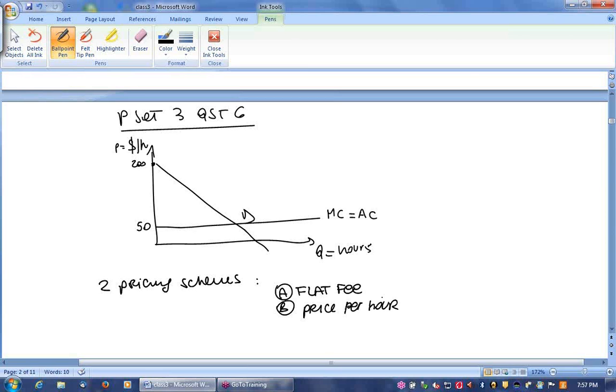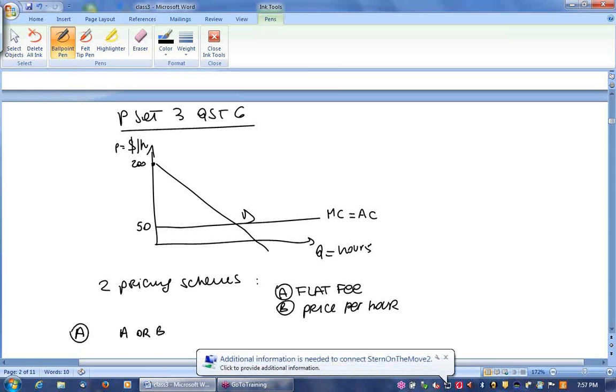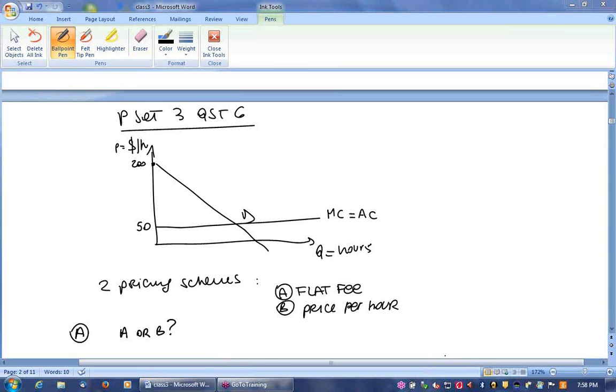So the question is, which of these two pricing schemes is better for the company? Explain. So part A, we want to choose between A or B. So let's start from the pricing scheme A, so the flat fee.